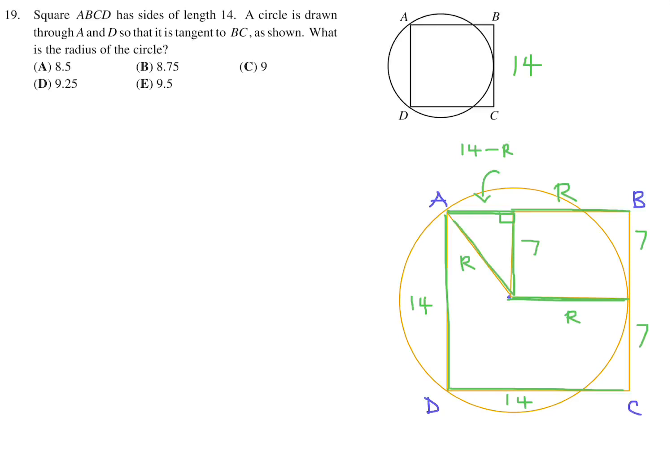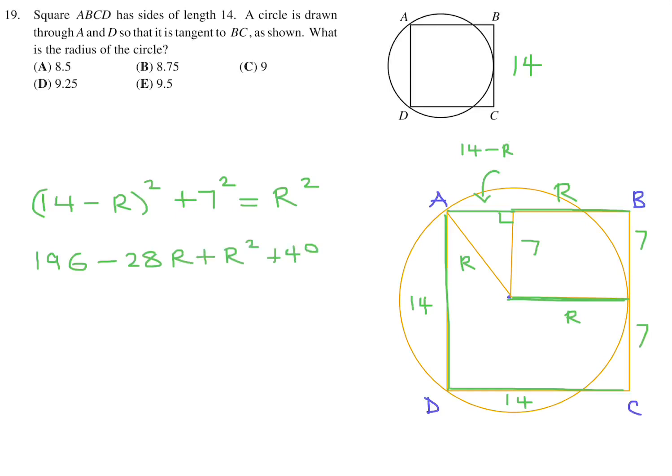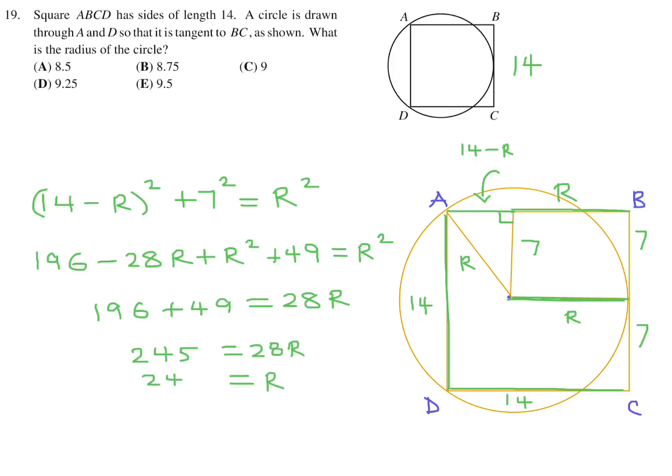So in this triangle right here, we've got (14 minus R) squared plus 7 squared is equal to R squared. So if you multiply this out, we've got 196 minus 28R plus R squared plus 49 is equal to R squared. So let's see, 196 plus 49, and take the 28 over to the other side, the 28R. So we've got 245 equal to 28R. So R is equal to 245 over 28. And therefore R is 8.75. All right. So the answer is B.